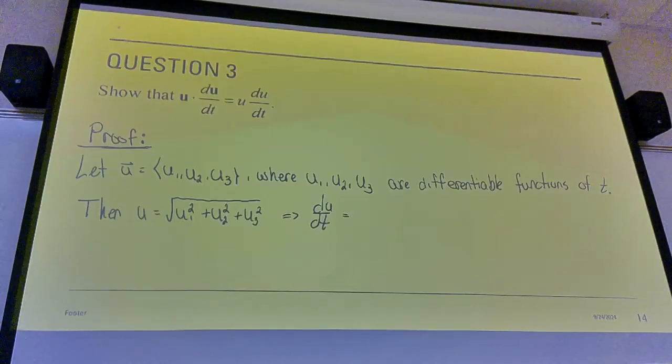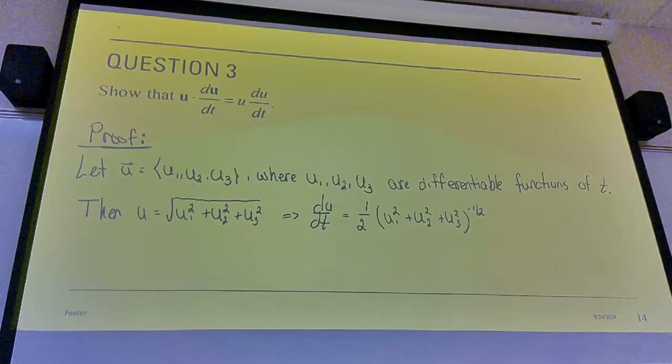Oh. In the denominator is 2. So for the sake of space, I'm going to write it with a negative exponent. That's what I got wrong, right? And the denominator is supposed to be 2. I agree with that. But you did not use chain rule properly.